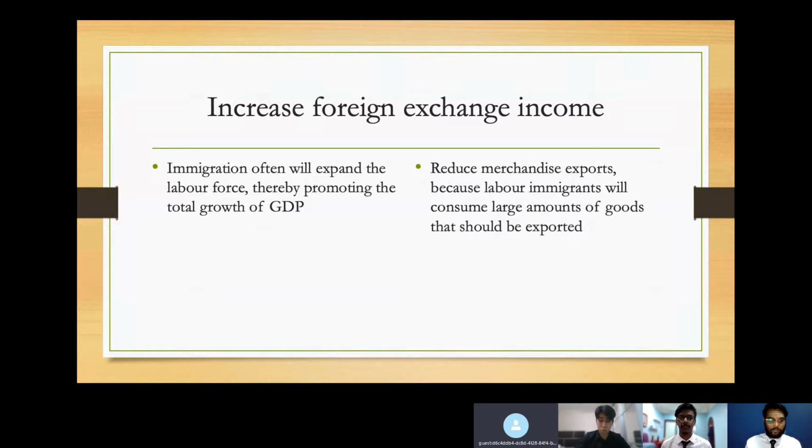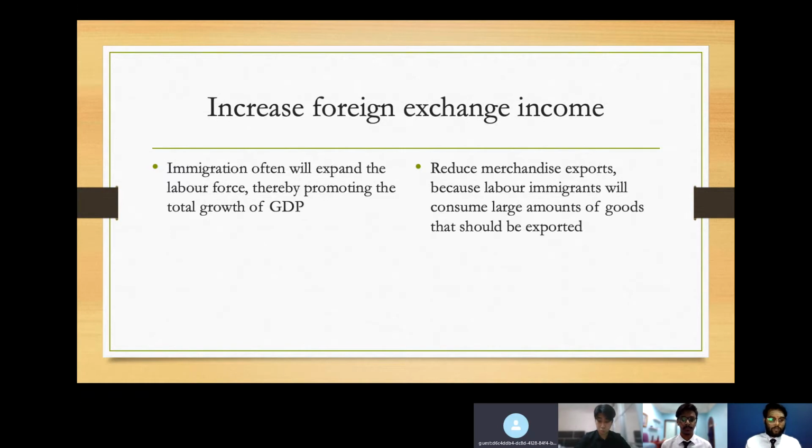So labor remittances increase foreign exchange income, thereby helping developing countries solve the problem of poverty. Now, international labor migration has a direct and indirect effect on economic growth. The money earned by the migrant worker will be sent back to his original country. The foreign exchange income brought by labor migration is an important part of the GDP. Labor migrants tend to expand the labor force, thereby promoting the overall growth of the GDP.